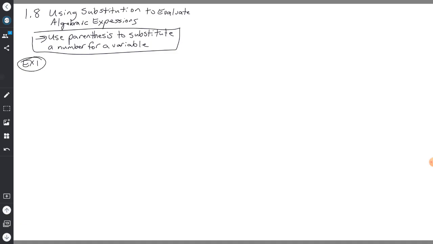So we're using substitution to evaluate algebraic expressions. Basically, this section gives you values for the variables, and you substitute those variables into the equation to simplify it. But one thing that I always suggest is that you use parentheses when you substitute whatever the number is for the variable.